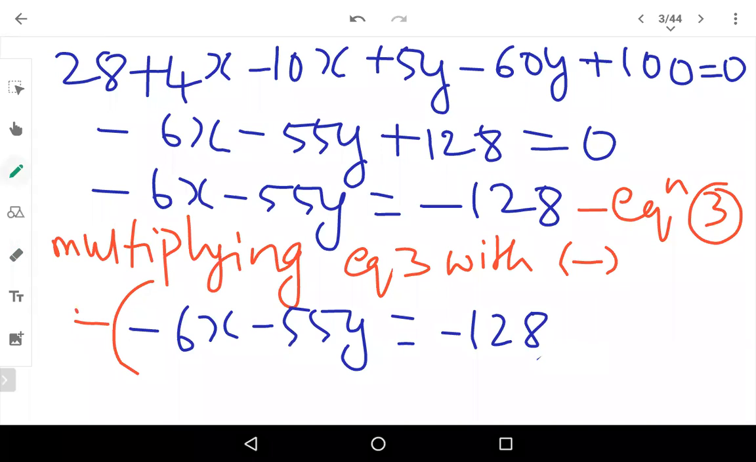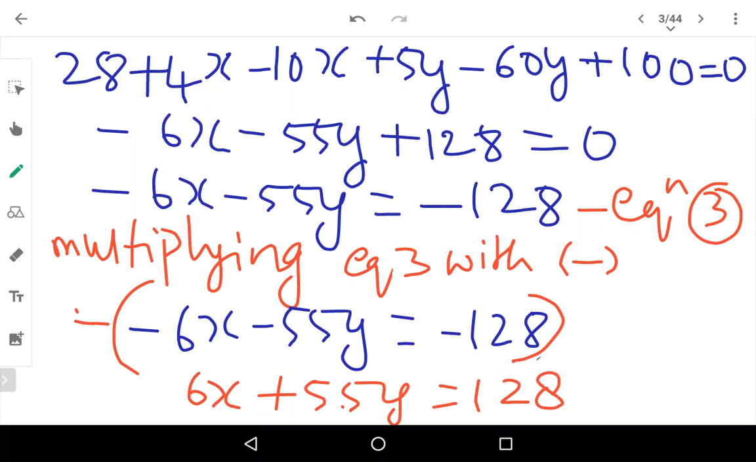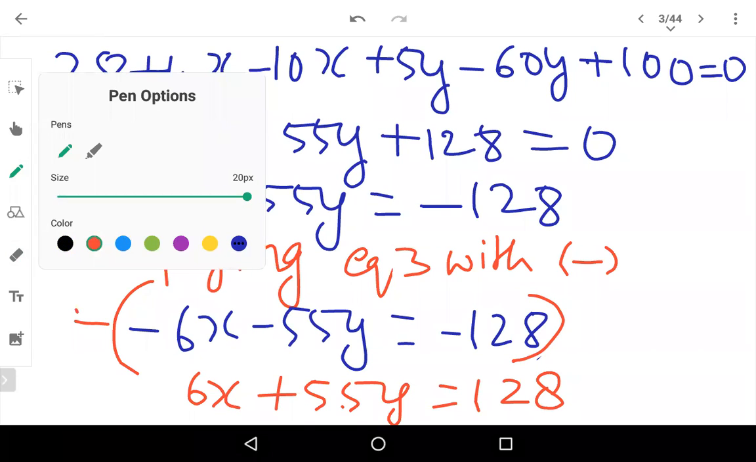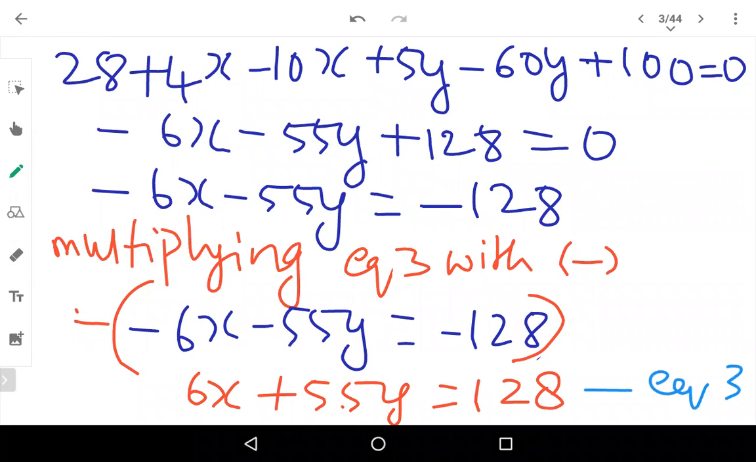Okay, so now what are we gonna get? Our final equation is gonna be 6x plus 55y is equal to 128. Fine. So this is gonna be our equation number 3. Second equation also, you have got how much? 6x plus 30y is equal to 264. Now Sindhu, check if you can simplify that equation. If you can divide any number out of all the equations, you can do it.